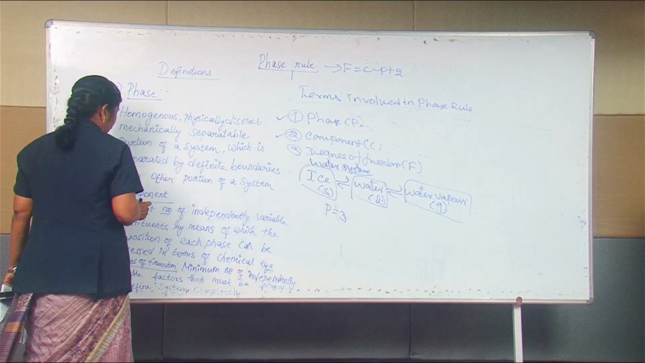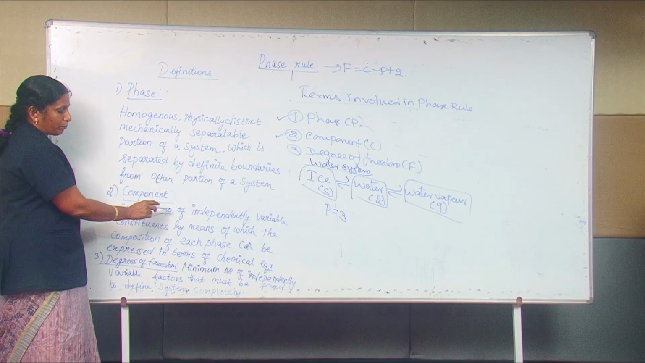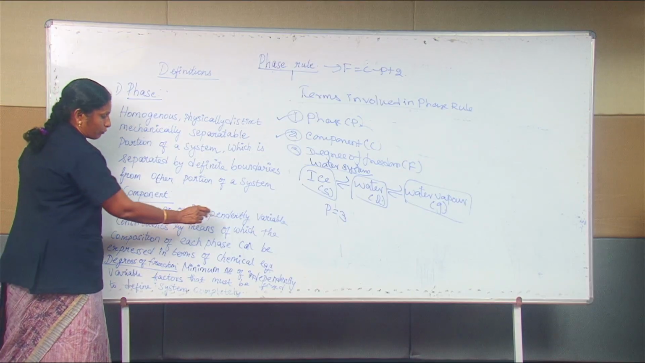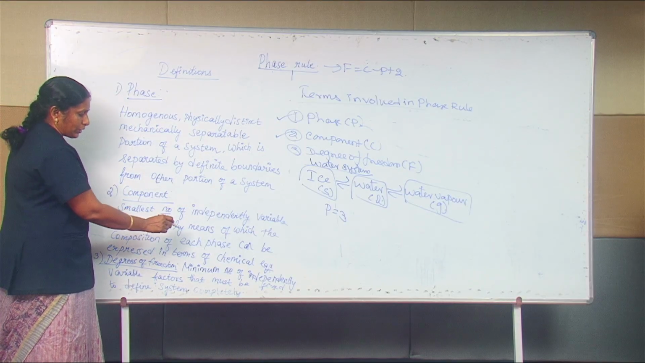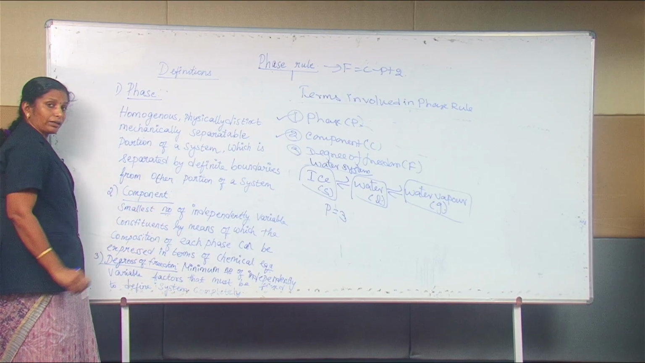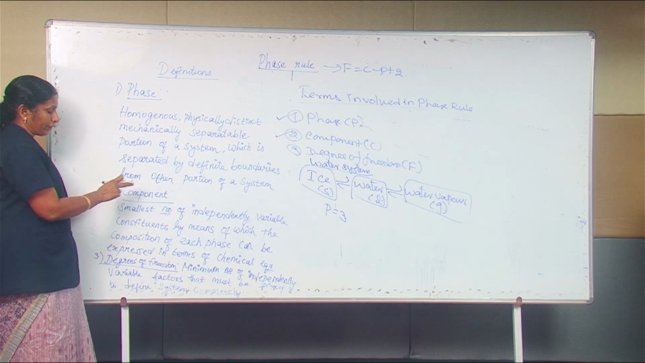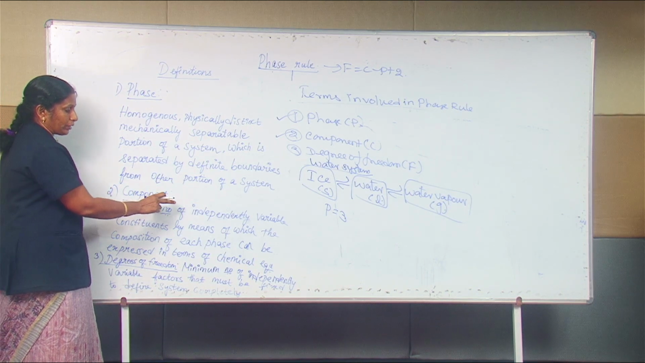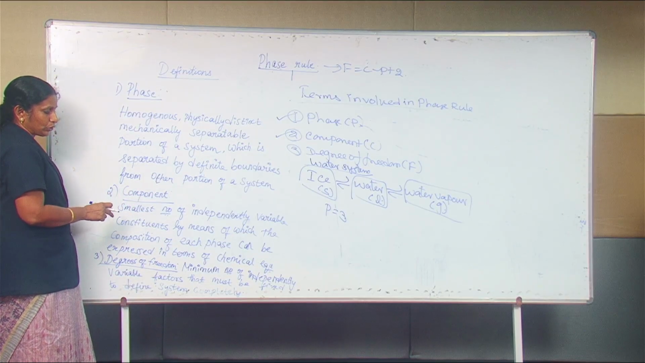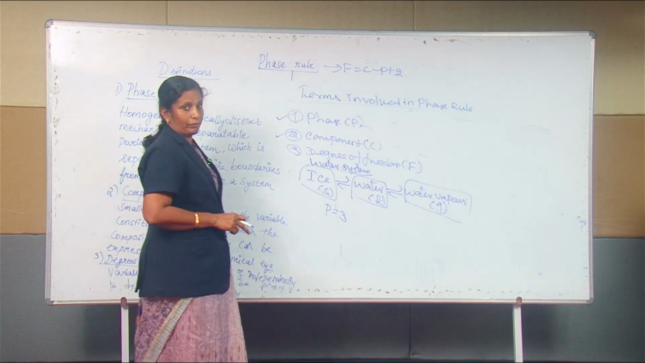Component. Now see the definition of component. Component is defined as the smallest number of independently variable constituents by means of which the composition of each phase can be expressed in terms of a chemical equation. What does the definition of component mean? Component is defined as the smallest number of independently variable constituents by means of which the composition of each phase can be expressed in terms of a chemical equation.